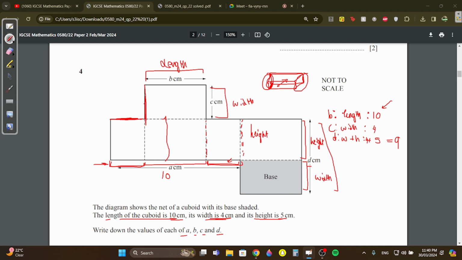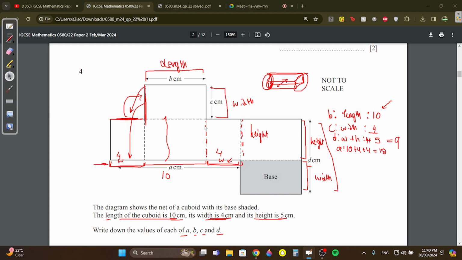They're both the same face, because once you fold it, these sides will be adjacent to each other, if you get what I mean. So this is equal to this. So these sides are actually widths. They have the same length as the width. So since the width is 4, this will be 4 here and 4 here. A will be 10 plus 4 plus 4, which is 18.